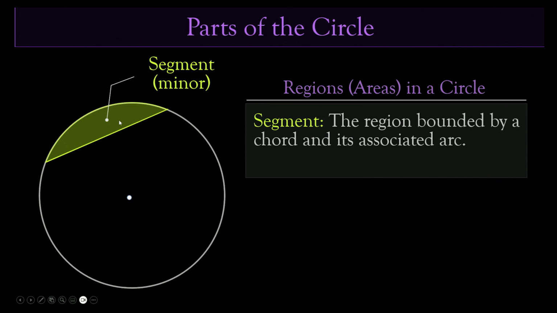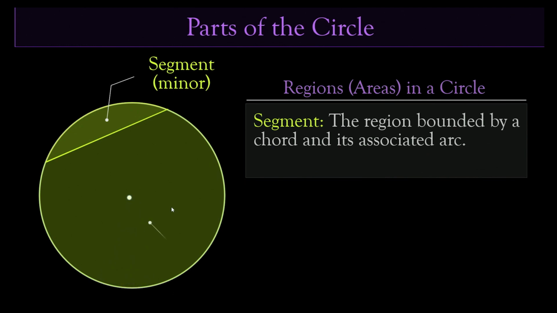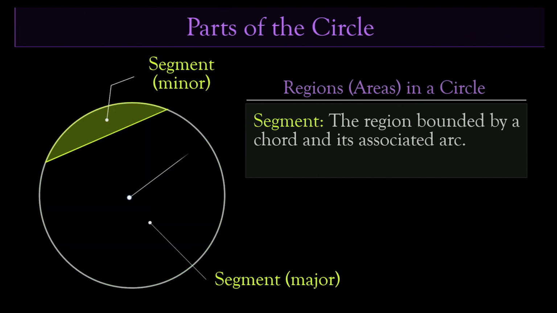So we have two segments here. There is one that is shaded in green, and then there is the remaining part. It's also a segment, okay? And for that reason, this is called a minor segment, while the other one, shaded in light green, is what you'd refer to as the major segment, okay?